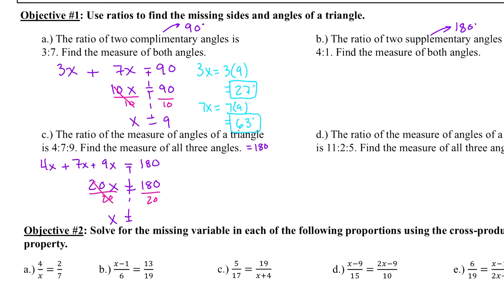And I get x equals 9. Again, though, not our answer. Not what we want to leave our answers. We got to plug it back in. So 4x becomes 4 times 9, which is 36 degrees. The 7x becomes 7 times 9, which is 63 degrees.